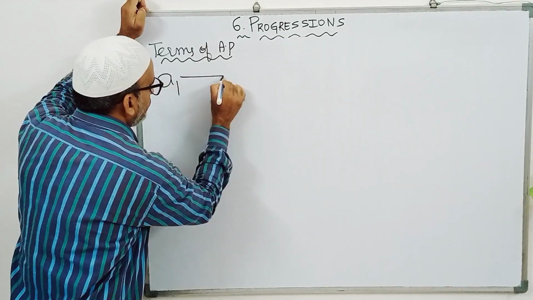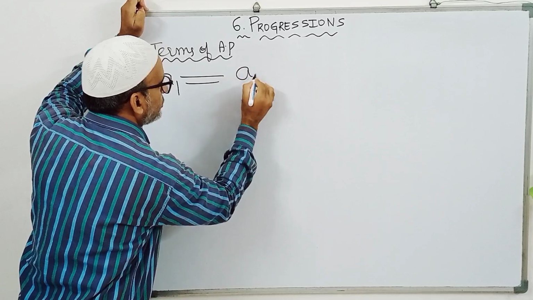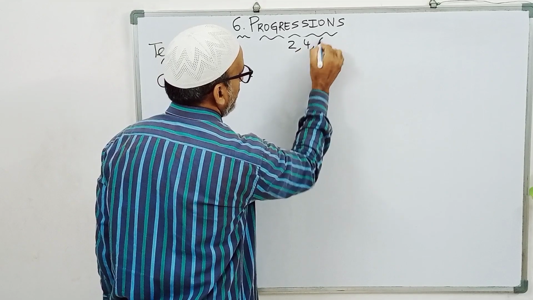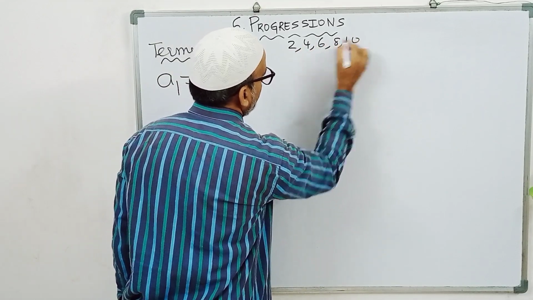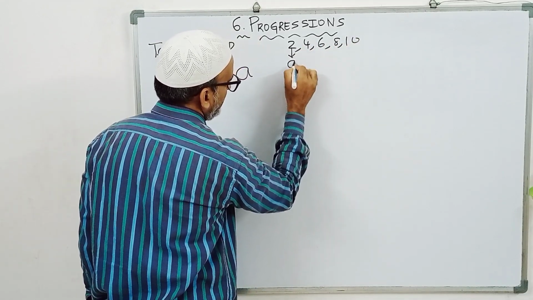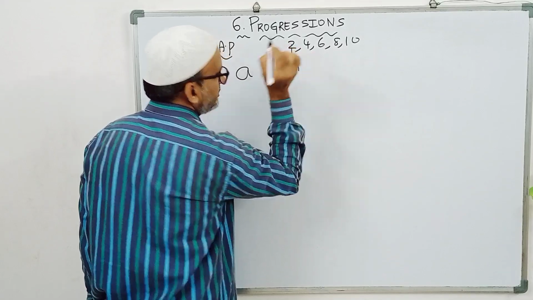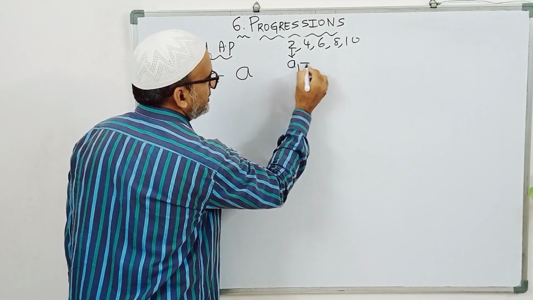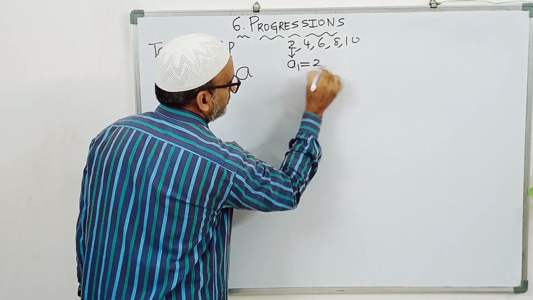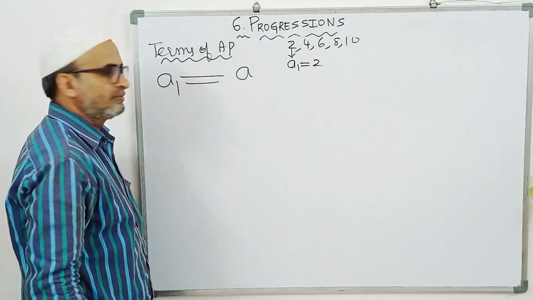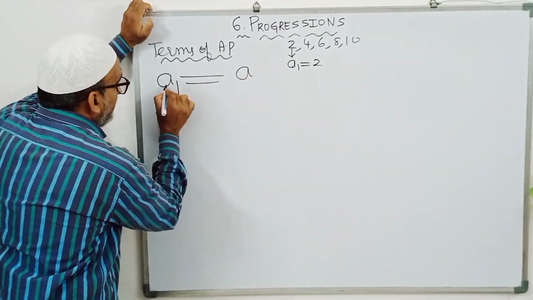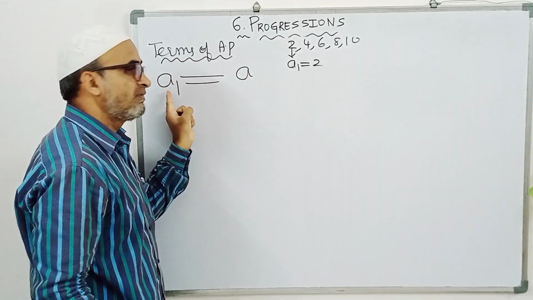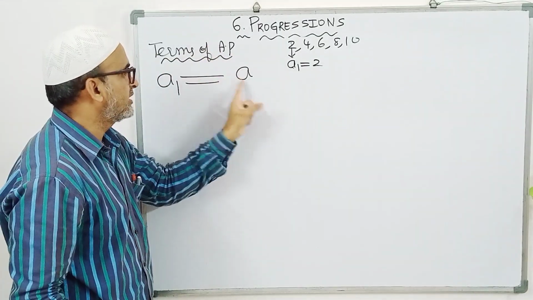A1 is equal to A, you should say. Suppose you have taken one example: 2, 4, 6, 8, 10. This is the first term that is denoted by A1. A1 is equal to how much? It means 2. That A1 value will be equal to A. You should say the first term is denoted by A1, and A1 is equal to A.